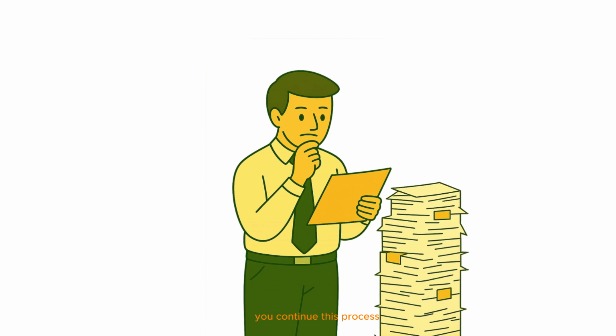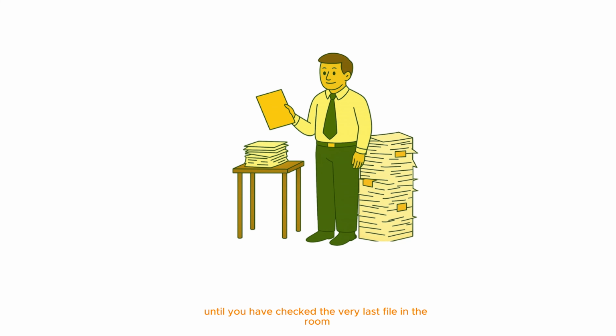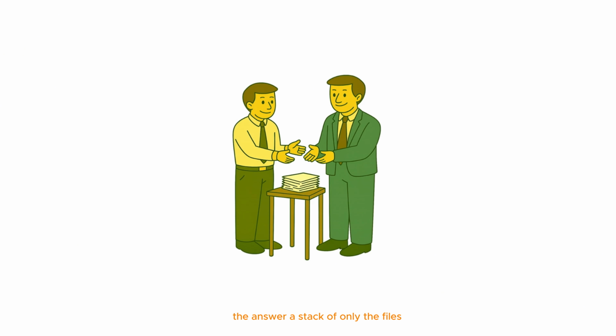You continue this process until you have checked the very last file in the room. The question: at the end, what do you bring to your manager? The answer: a stack of only the files for employees earning more than 5,000. And what did you ignore? The answer: of course, you ignored all the files that did not meet the condition.